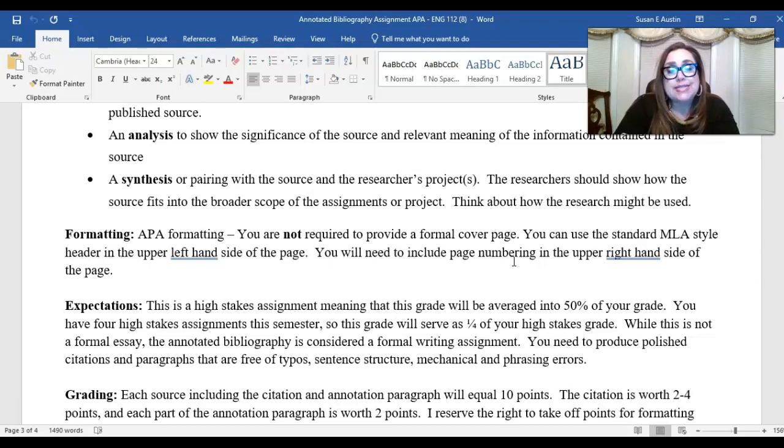So while there is not a required cover page in general for annotated bibliographies, I'm requiring one for this one because I just want you to get some practice with doing the APA cover page. And again, I did give you a tutorial on how to format that for 7th edition.